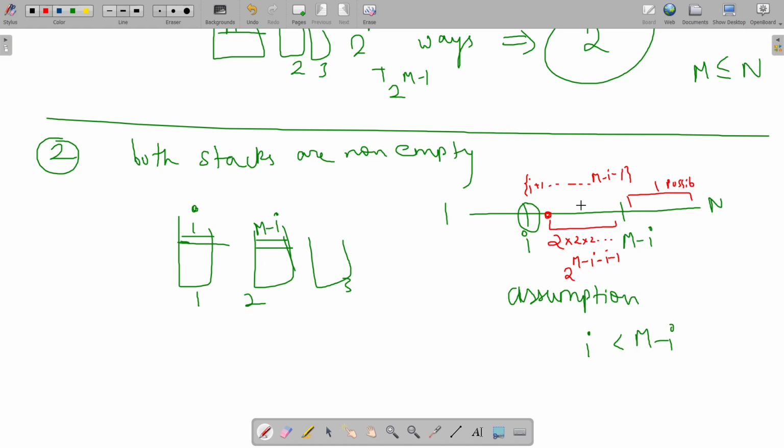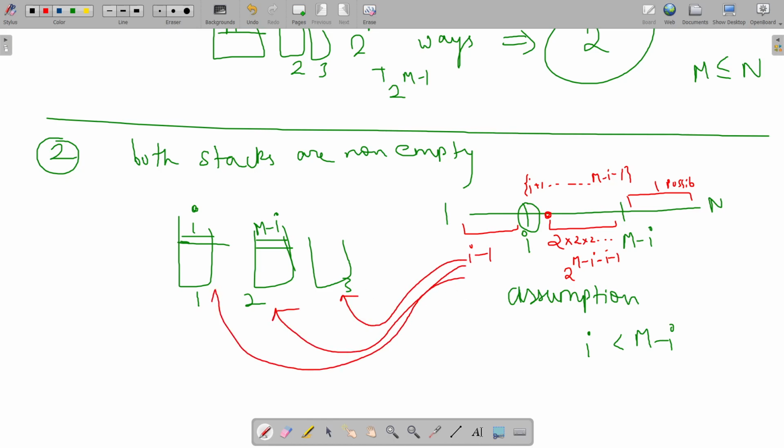So that many elements are between these two, so there will be 2 to the power m minus 2i minus 1 ways. What about these i minus 1 elements? Well, these elements can go anywhere. They can go here, they can go here, and they can go here, because again, the top doesn't change.